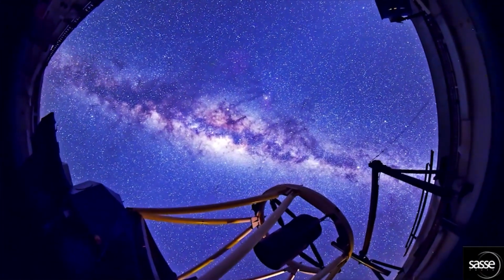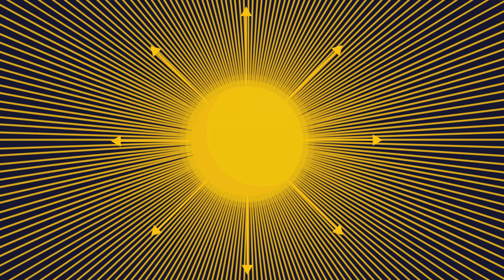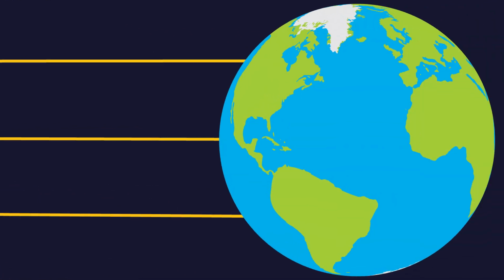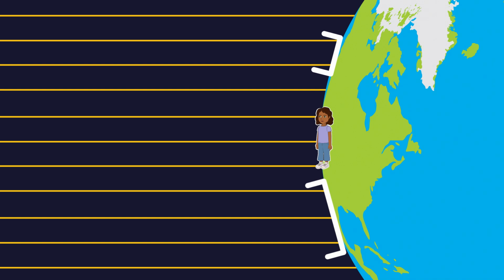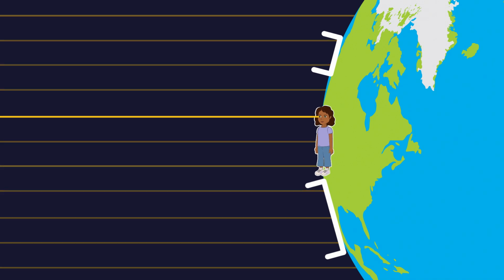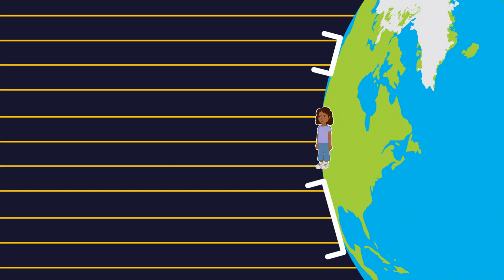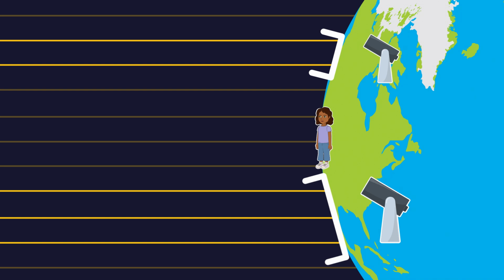Let's think about what happens when we look at a star in the night sky. The star sends out light in all directions. Some of the light is pointed towards the Earth. When this light reaches the Earth, we can collect it in light buckets. Our eyes can collect some of this light, but we can use much larger light buckets, like telescopes, to collect a lot more of the light.